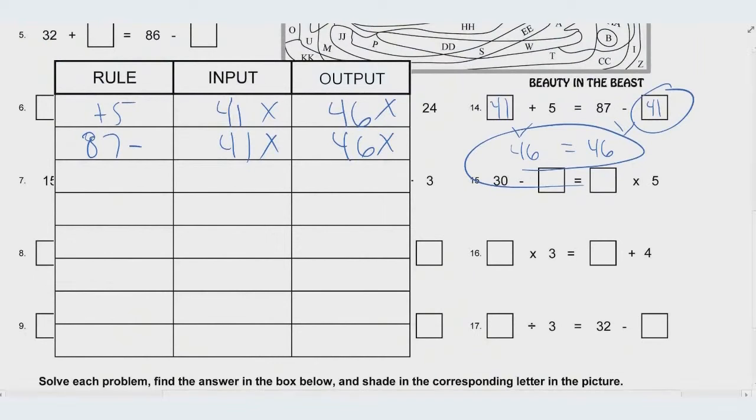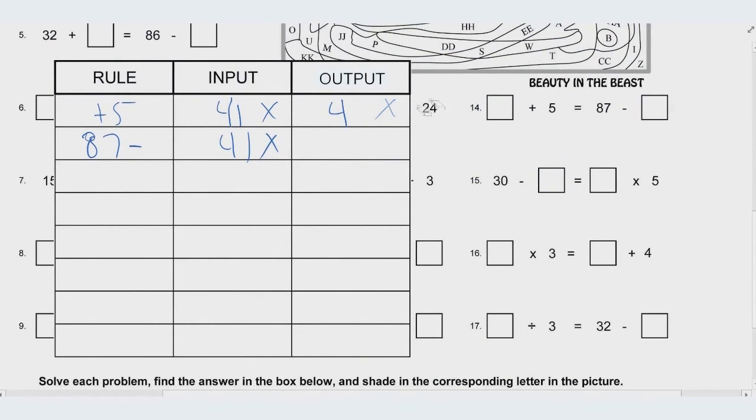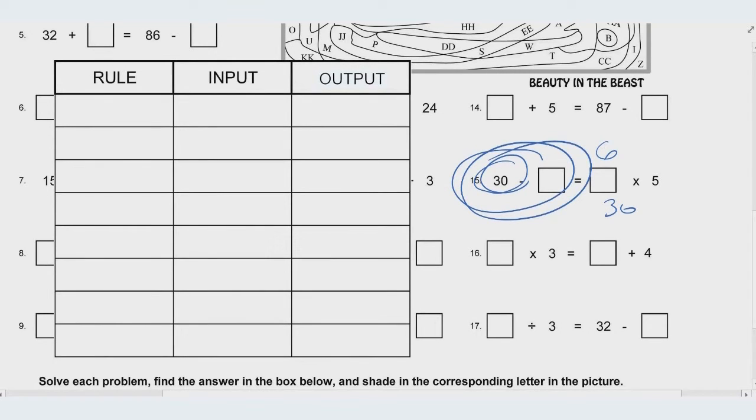Problem number 15. Problem 15. We have 30 minus an empty box and 5 times an empty box. And I can already tell you right off the bat that this box right here has to be less than 6. And you might be saying, how did I know that? Well, 5 times 6 is 30, and the biggest we can get over here is 30 because we're doing 30 minus an empty box.